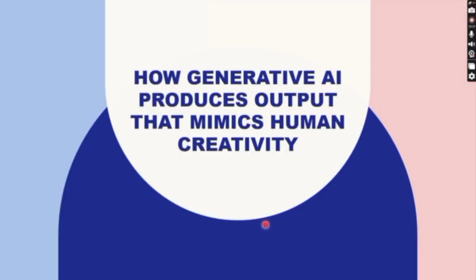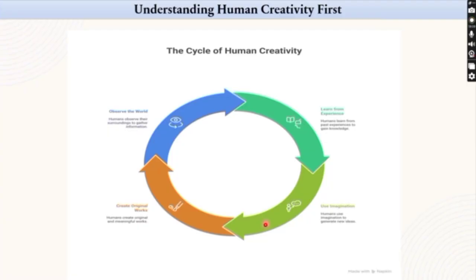In this video, we are going to learn how generative AI produces output that mimics human creativity. So let's start our tutorial by understanding human creativity first. Human creativity is the ability to think of new ideas, express emotions, and create things that are original and meaningful. It can be seen in writing, music, painting, storytelling, or even in solving problems in new ways.